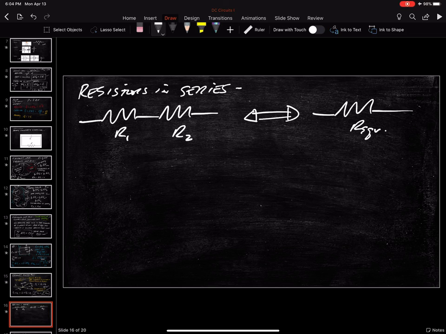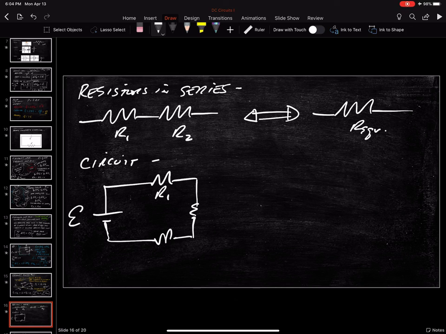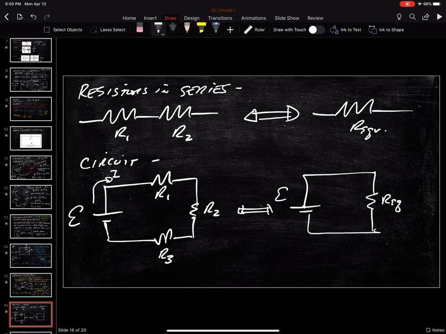Well, suppose that you imagine it like this. Here's your circuit, and here's some battery with some voltage E. And let's take 3, because I already did 2. Here's my R1, here's my R2, here's my R3. And this circuit here produces some current I. And I'm going to say that this circuit is equivalent to some other circuit with the same battery, but some R equivalent, only a single R equivalent. What's that going to be?